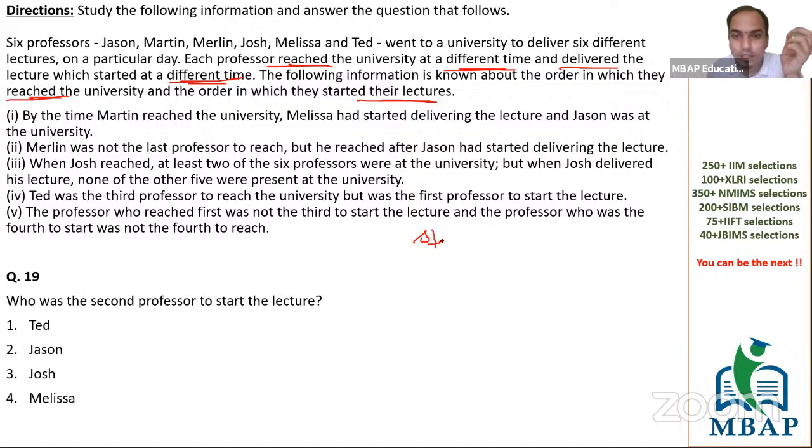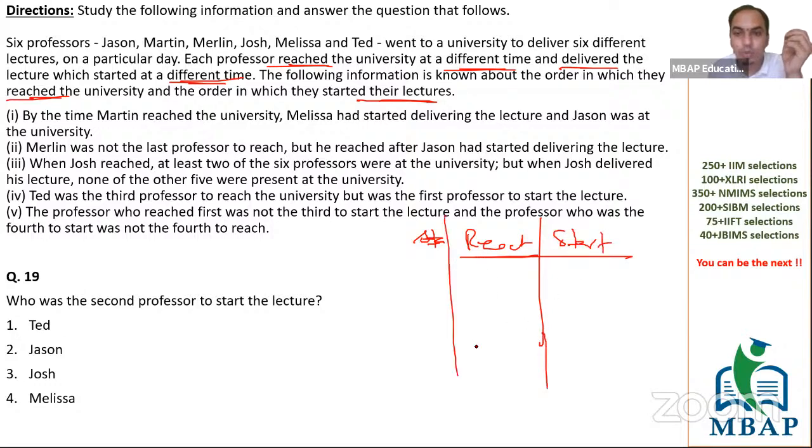One is the reach, one is the start. When did the professor reach the class? And second, when did he start the class? These are the two different data that you have to plot. Perfect. Going ahead with the things.